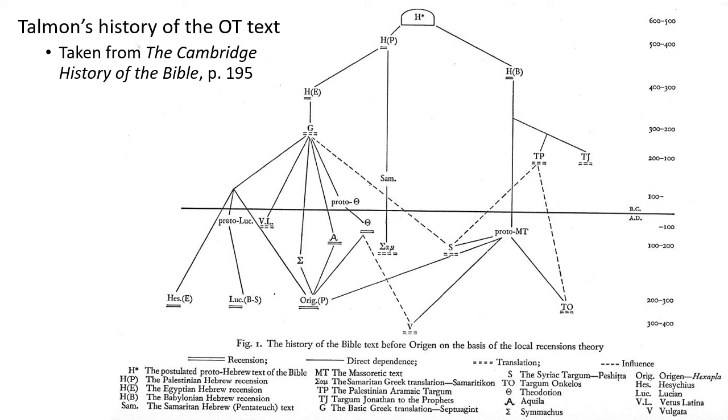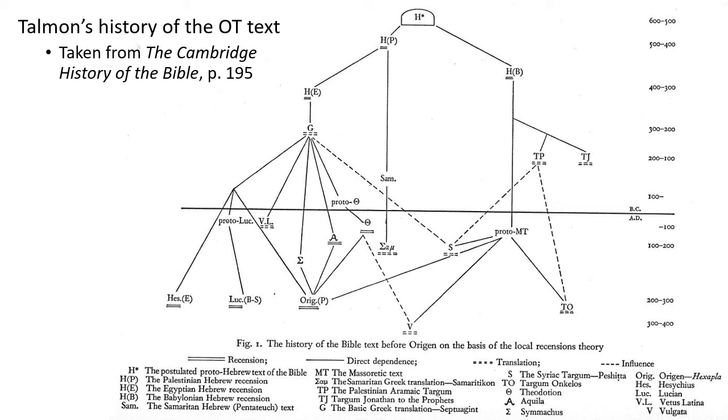Okay, and so as you follow that line down, you see it branches into TP and TJ, two versions of the Targums, the Palestinian Targum type, and I guess the Targum Jonathan to the prophets, he places way back there in the before Christ time period.